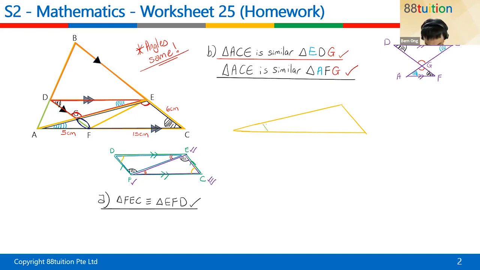Can you see something? This one looks like a pyramid, right? Does it look like a pyramid? This is A, G, F, E, C. And remember, down here is parallel to here. Can you see the pyramid?